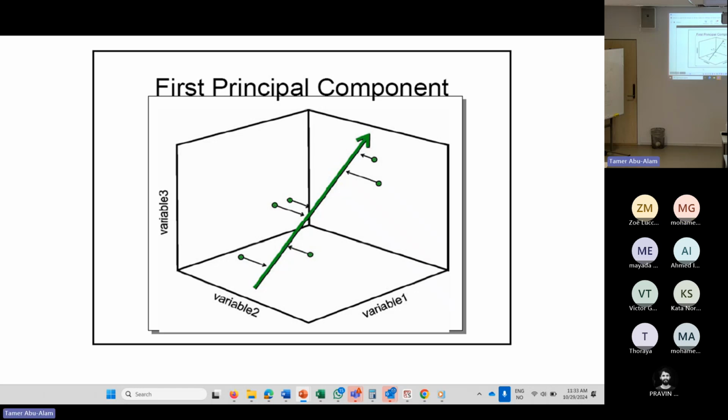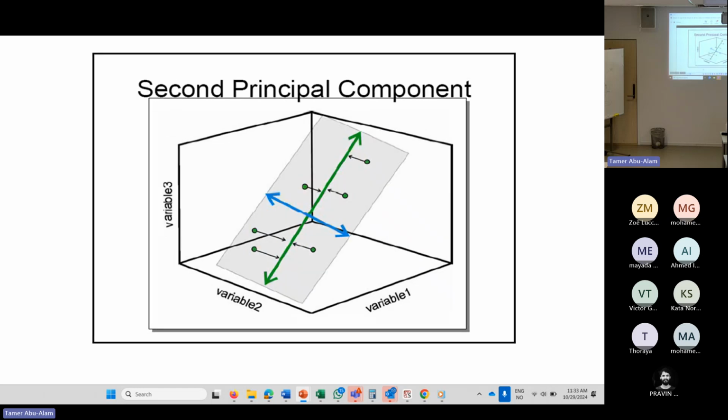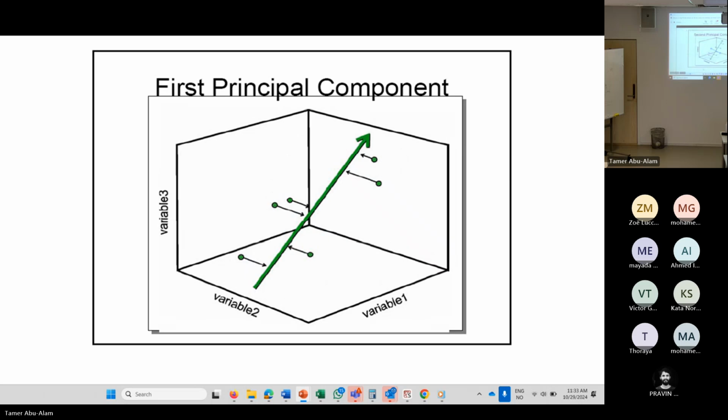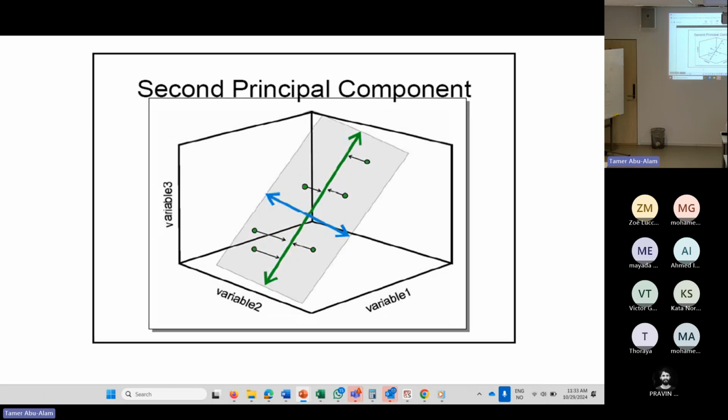This is how we calculate it. This is the first principal component. This is the 3D example that I gave to you. Our data is just distributed in the space, and the first component is just the line through this data. And the second component is the perpendicular line.